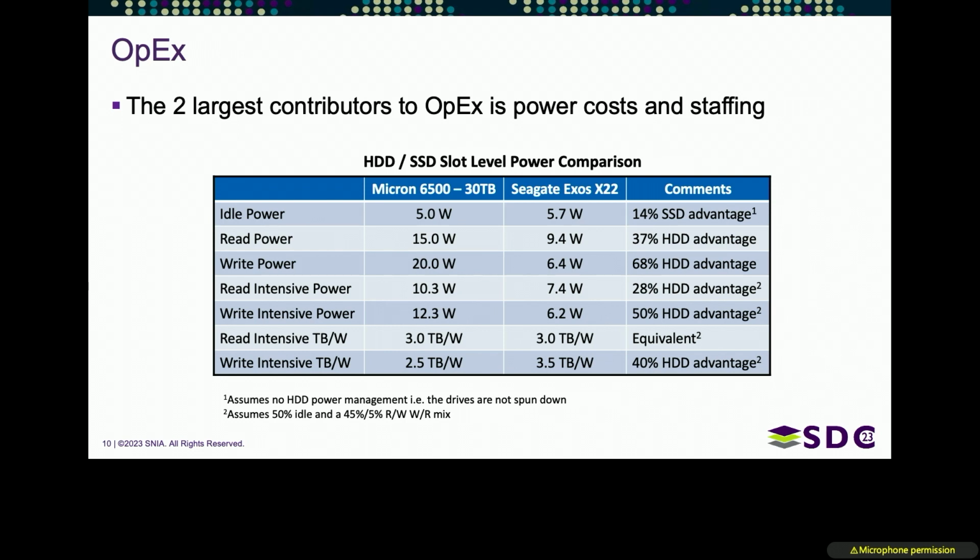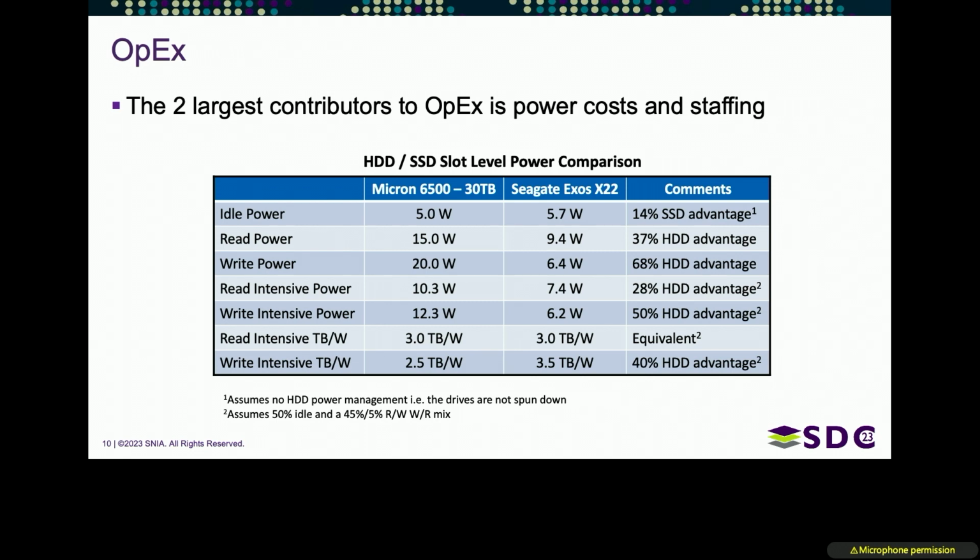So what I did was I took two drives that are in production today. I took the Micron 6500, which is a QLC SSD, 30 terabyte drive, and compared it to the Seagate 22 terabyte drive. Again, both in production. I grabbed their data sheets right off the web, and I looked at their power. You can see I took their idle power, read power, write power, and that's a start, right? That's surely not the story.